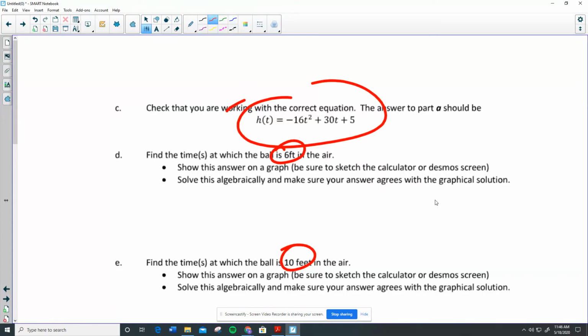Next thing I was seeing a lot of people do is several people did this with the graph but didn't do it algebraically. They viewed this as either or. I don't see an or in here. If you don't see an or, assume it's and.